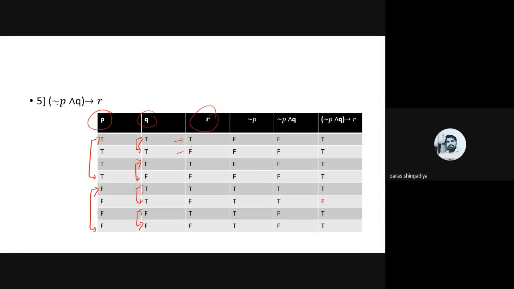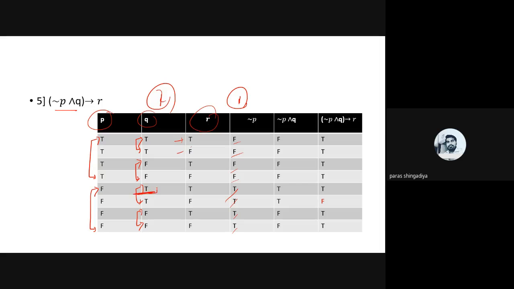Here we first require negation P, so define the negation P column. The first 4 values will be false, and the next 4 values will be T. Then check the first bracket, that is negation P and Q. So what is the meaning of the AND operator? If both the statements are true, then it will be true, and in all remaining cases it will be false. So first check the possibility where both statements are T, comparing negation P and Q, this row and that one.